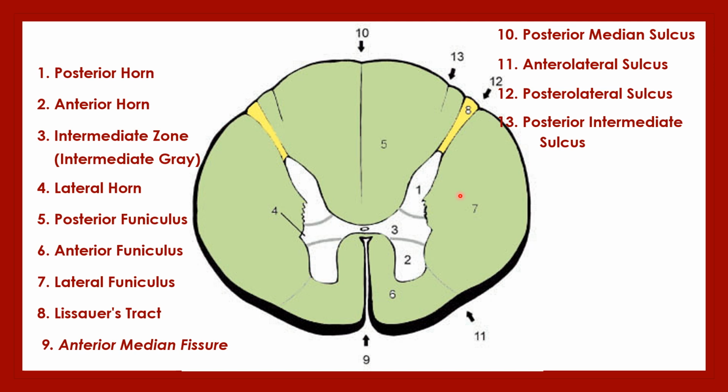And Lissauer's tract, or the posterolateral tract, which carries the sensory nerve fibers. This is it, and this is the anterior median fissure, and this is the posterior median sulcus. This is the anterolateral sulcus. This is the posterolateral sulcus, and this is the posterior intermediate sulcus. So this is the basic anatomy of the spinal cord.